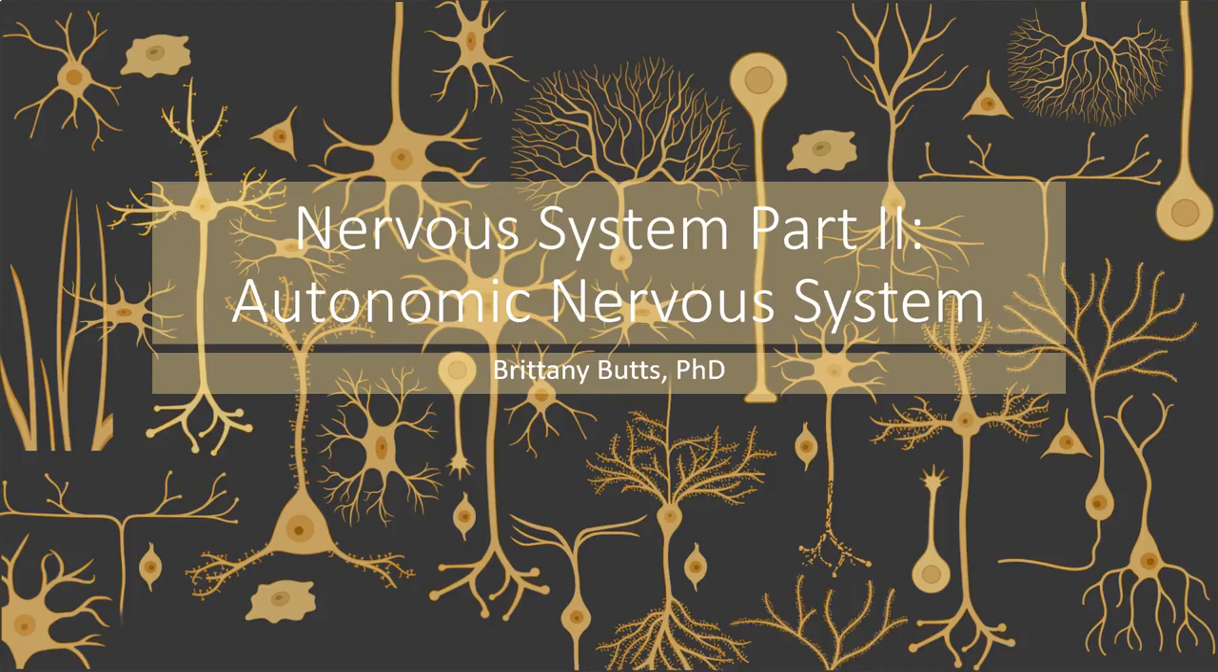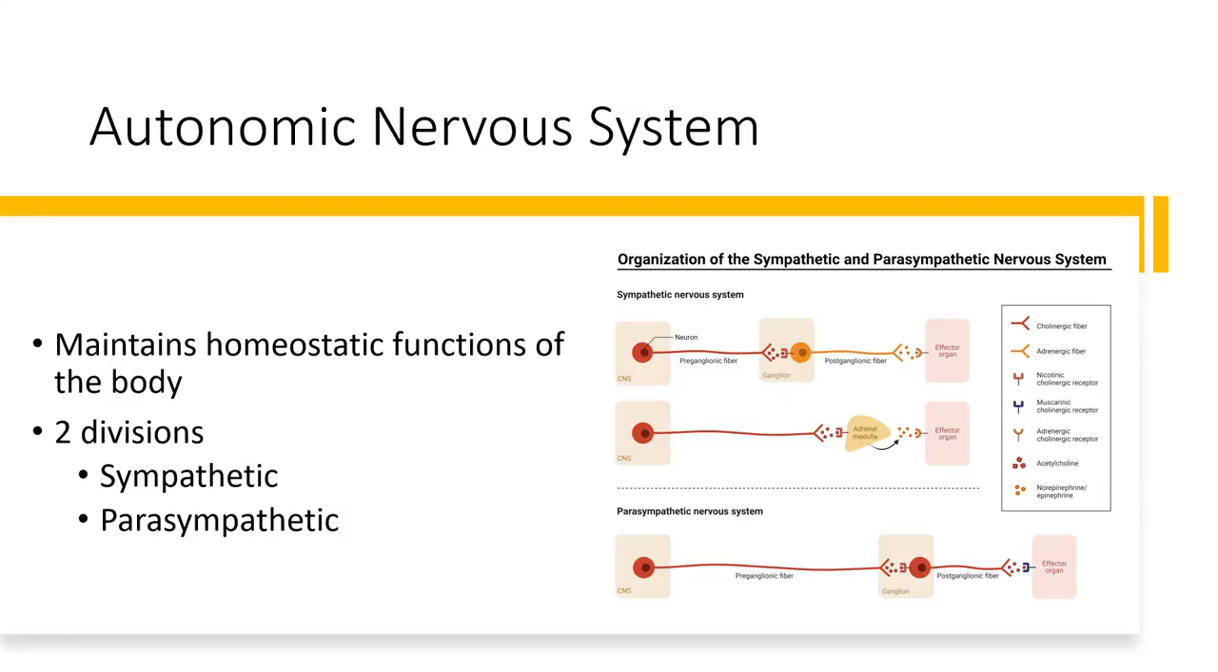In this second part of the nervous system, we will have a brief overview of the autonomic nervous system. The autonomic nervous system maintains the homeostatic functions of the body. There are two parts to the autonomic nervous system, the sympathetic nervous system and the parasympathetic nervous system. As you can see from this picture, there are already some differences between the sympathetic and parasympathetic nervous systems.